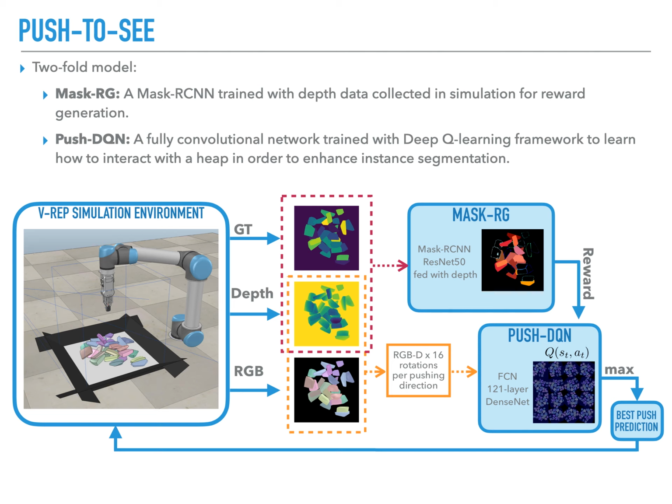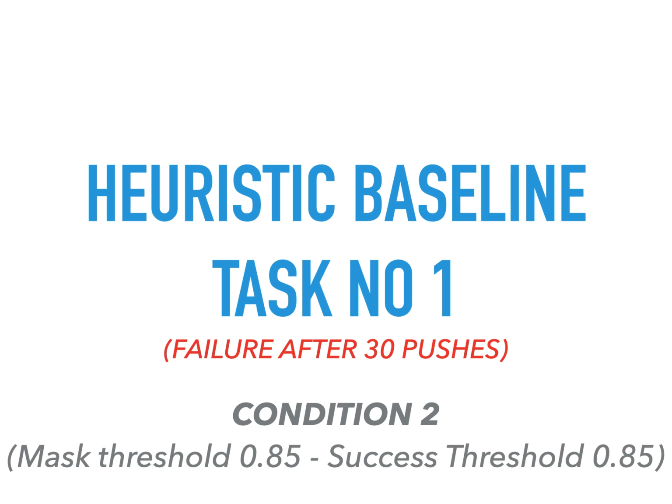using depth images, and push-to-EQN, which is a deep Q network trained to predict best pushing actions that decrease the segmentation error in the consecutive scene. The Q-value optimization has been done through trial and error using deep reinforcement learning with reward signals generated by mask-RG.